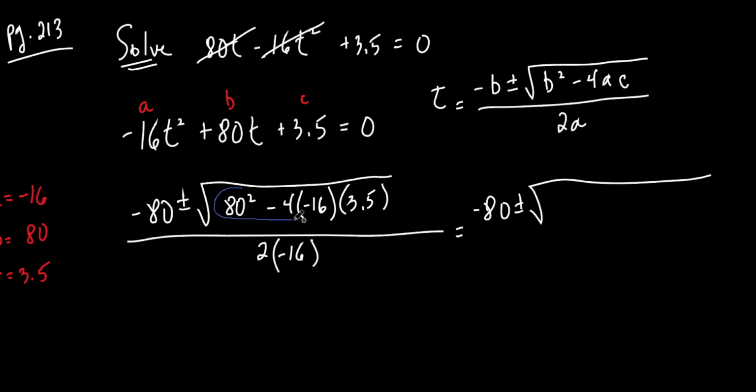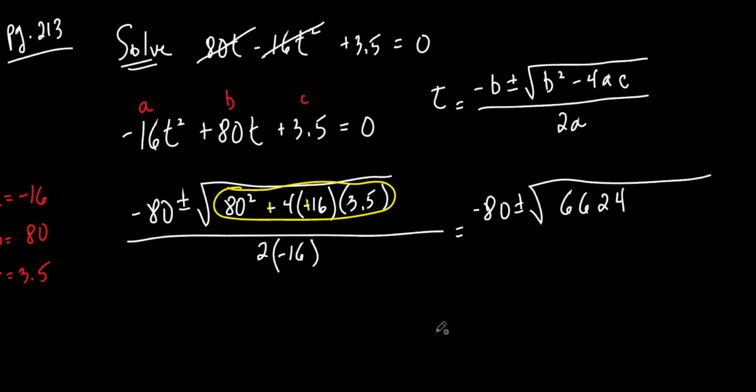You could do all that in your calculator, couldn't you? So you could do 80 squared. What's the sign going to be? You got negative 4 and negative 16. What's that going to be? It's going to be positive, isn't it? All right, so you could put 80 squared, that's 6,400, right? And then plus 4 times 16 times 3.5. You could do all that stuff and come up with 6624.